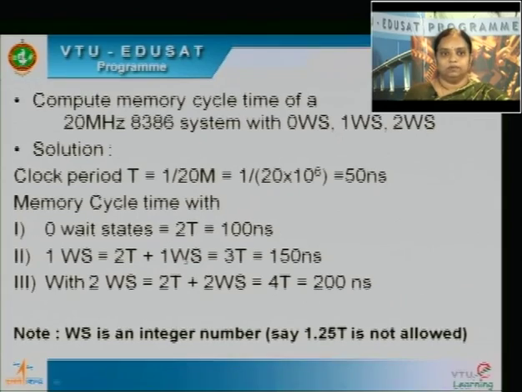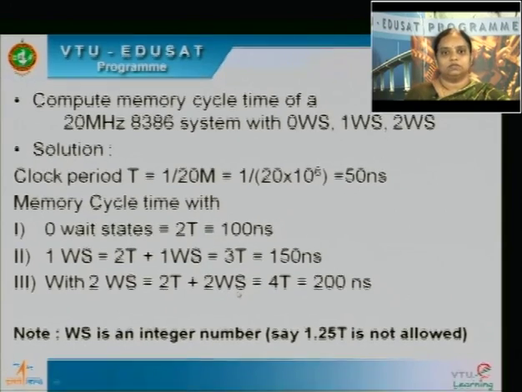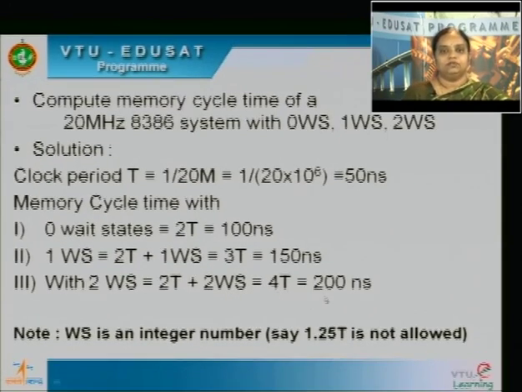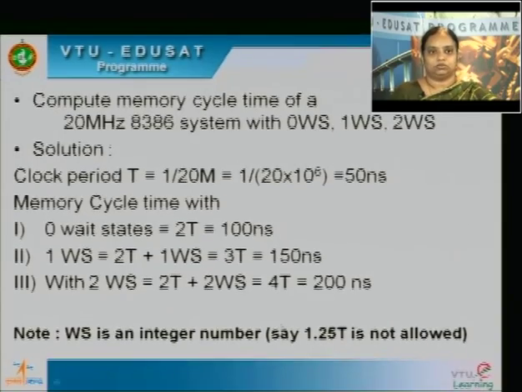If the memory is still slower, instead of 1 wait state, if we have 2 wait states, then what is the total time taken? It is 2T plus 2 wait states. 2 wait states is again 2 clock cycles. Total we have 4T, and 4T corresponds to 200 nanoseconds. And let us say I need 160 or 170 nanoseconds. That is not possible. The wait state that you insert has to be an integer number. I cannot insert half a clock cycle or a quarter clock cycle. That is, 1.25T is not allowed. Either you have to use 1T or the next integer 2T. Generally the higher integer 2T is used.